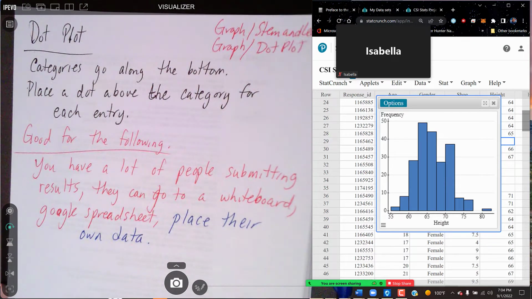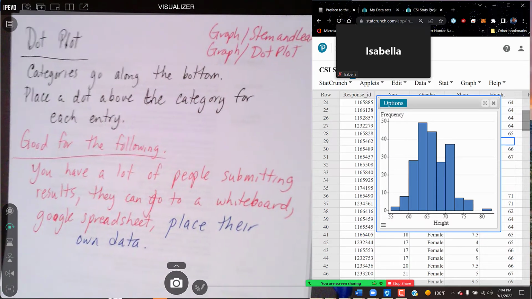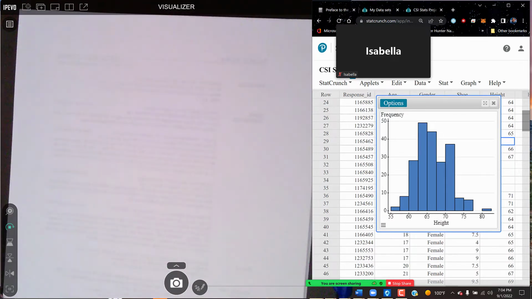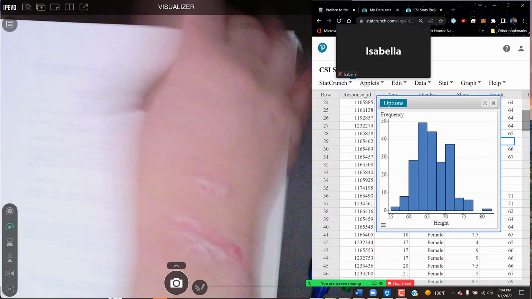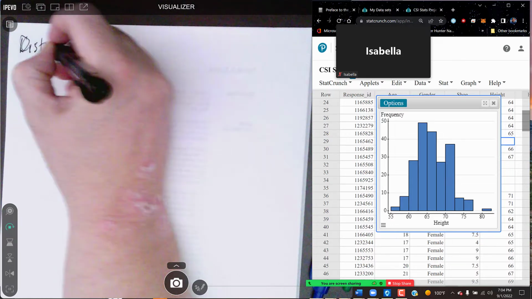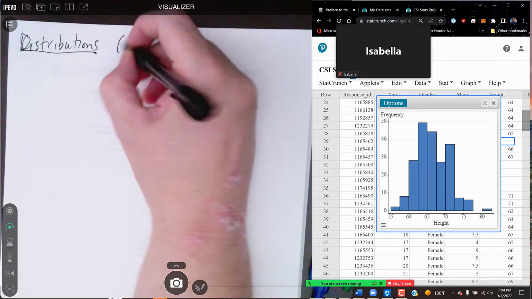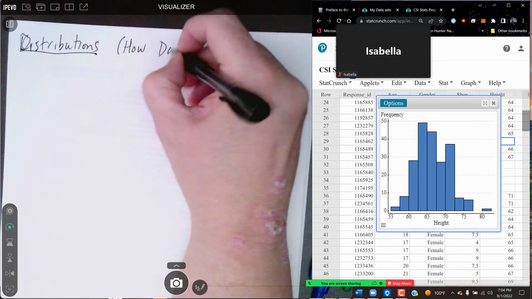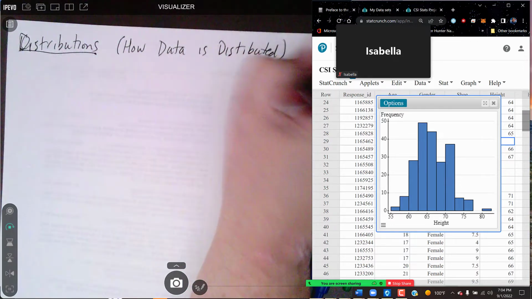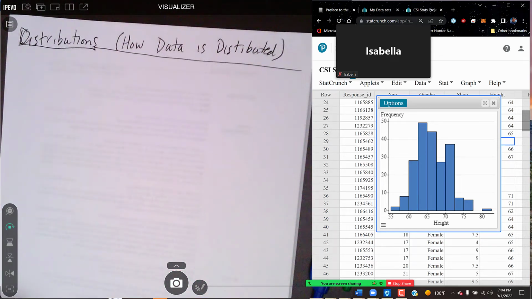Something that's going to come up in the future are distributions. They start in chapter 3, so since today's kind of a short day, I want to cover it here. Let's talk about distributions, or how data is distributed. There's 4 main categories.